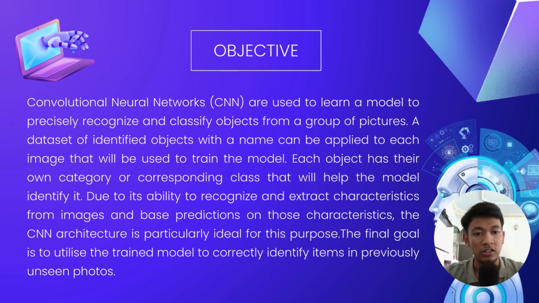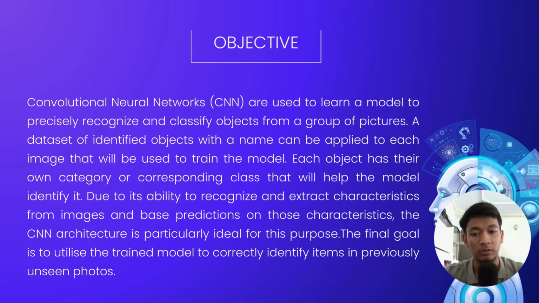The convolutional neural network architecture is particularly ideal for this purpose. The final goal is to utilize the trained model to correctly identify items in previously unseen photos.